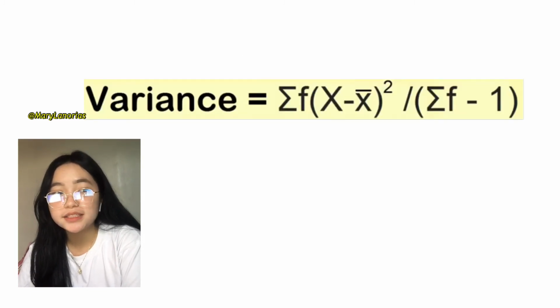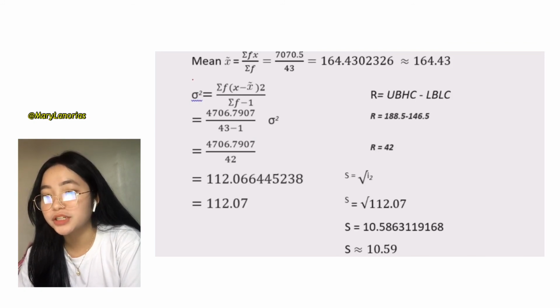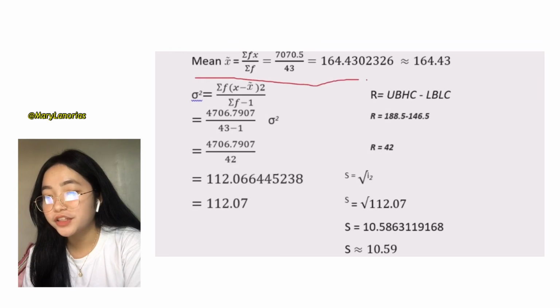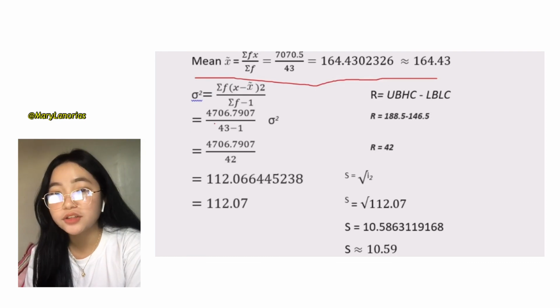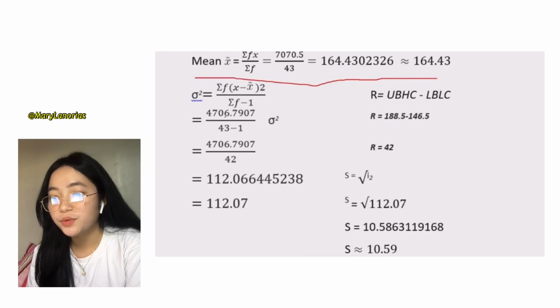So now, we're going to find our variance. So what is our variance? Variance is equal to the sum of the product of the frequency and the squared deviation over the total frequency minus 1. Since we already have our mean here, we're going to rewrite our equation and substitute. 4,706.7907 is our sum of the frequency times the squared deviation over 43 minus 1. If you calculate that, we will get the result of 112.066445238. We're going to round it off to the nearest hundredths. So, we now have the answer of 112.07, which is our variance.